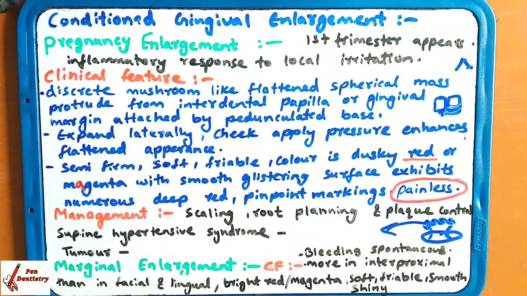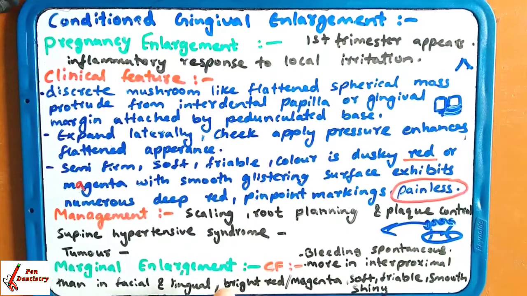Marginal enlargement also takes place in this only. There is bleeding. What happens in marginal enlargement? It results from the aggravation of previous inflammation. If there is inflammation present previously, it does not occur without clinical evidence of local irritation, that means local irritation should be present here in the marginal enlargement.